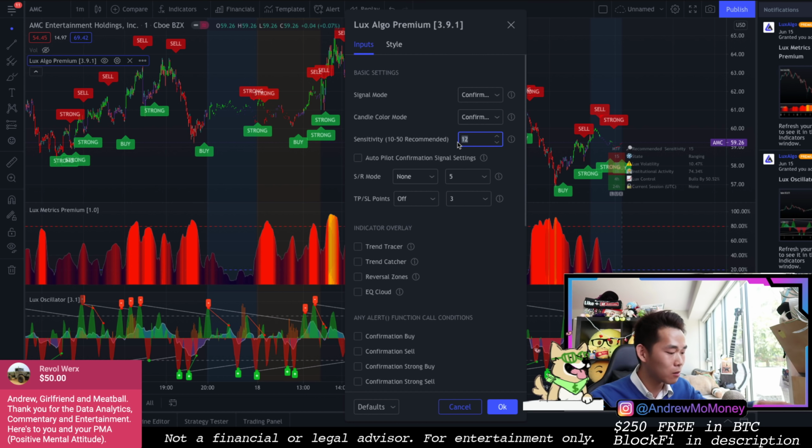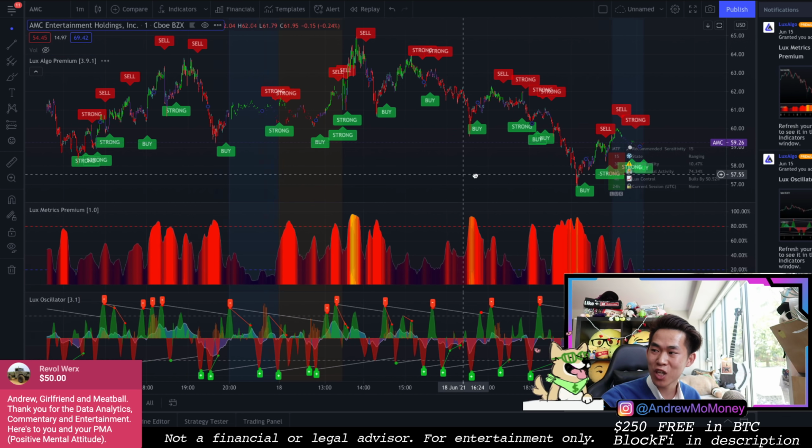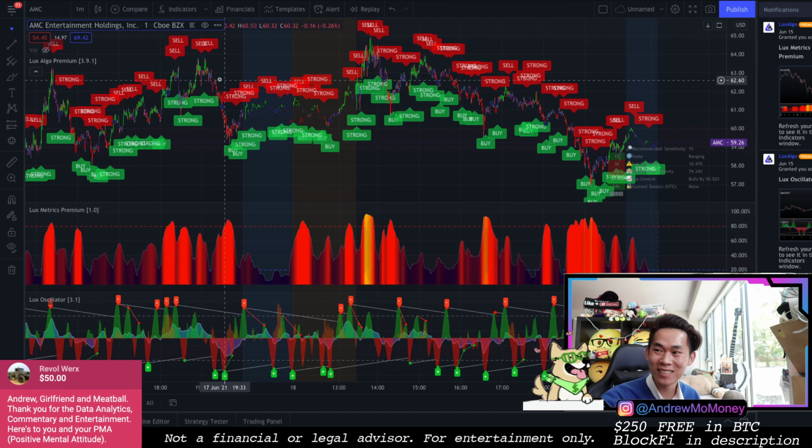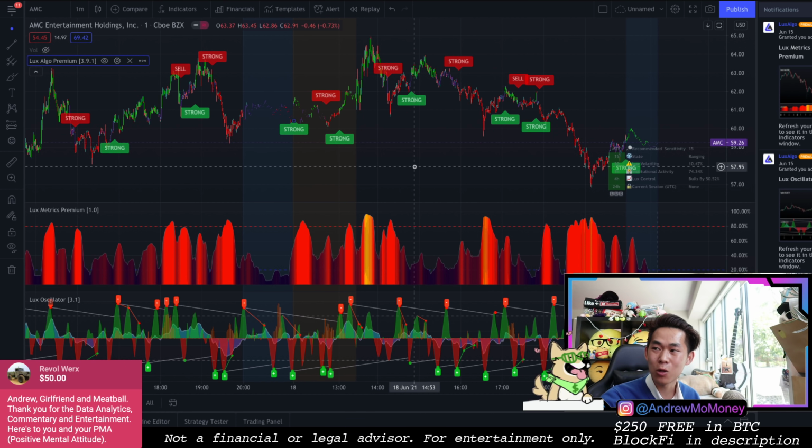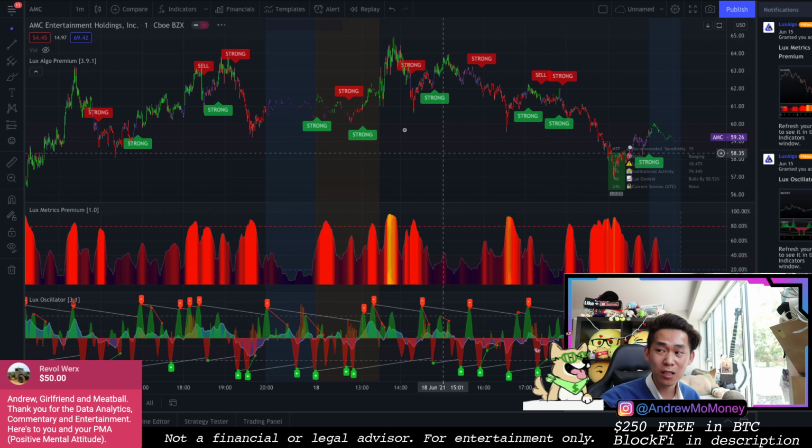If I make it a little lower sensitivity, then you will see the same change over on the amount of buy and sell signals, right? That's probably a little bit too many. So that's why autopilot is good for beginners. That gives you just the amount that you're looking for on whichever chart that you're looking at.